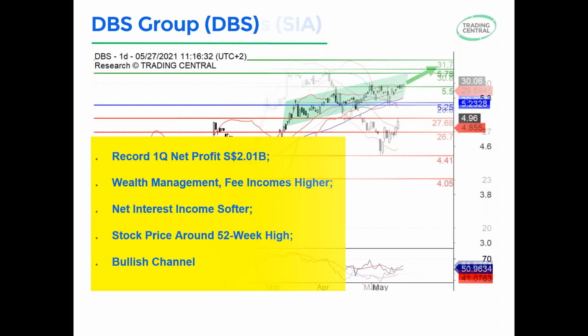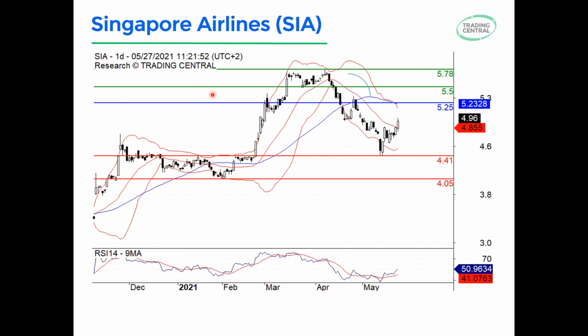Okay, next one, a very famous one, Singapore Airlines. Back in March and April, we had a double top here. At that time, maybe we were talking about vaccines. We had high hope in vaccination, and also that the pandemic would pass very soon. But well, later we saw some bad news from India, okay, from Japan, and we dropped back down to $4.4.